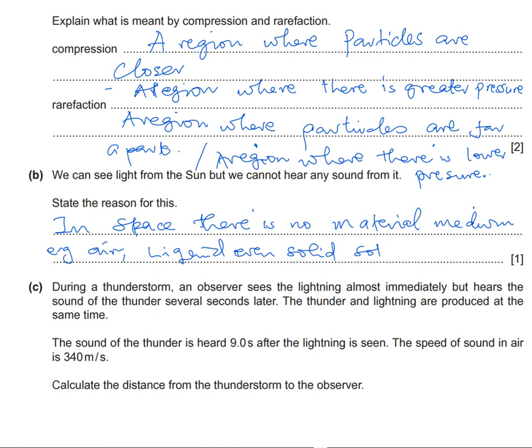For sound to be transmitted, for sound to pass through, you know very well that sound requires a material medium for its propagation or for its travel. And in space there is no material medium. It's just a vacuum, and sound cannot travel through a vacuum. But for light it is okay, because light does not need any material medium. So it can just move.